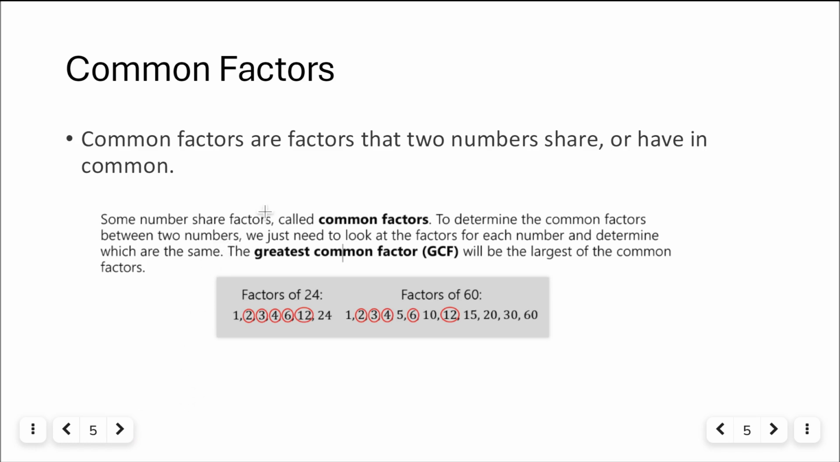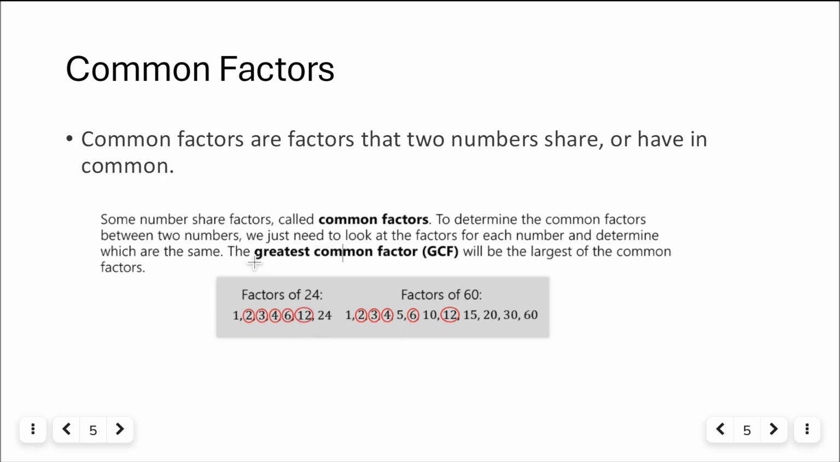So, common factors are exactly what they sound like. They're factors that two numbers share in common. So if I write down the factors of 24, there they all are. If I write down the factors of 60, there they all are. 2, 3, 4, 6, and 12 are factors of both of these numbers. So these 5 numbers are all common factors.